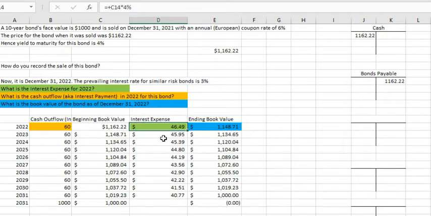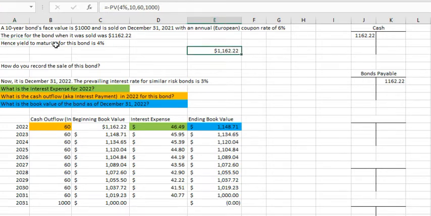The interest expense is going to be recorded here. As a result, the cash outflow, the interest payment, is $60 in 2022, and not only in 2022, for the rest of the years, except last year where you are going to pay the face value. It's going to be the same. And the book value at the end of the year is what we calculated here. At the end of 2022, the book value decreases to $1,148.71.